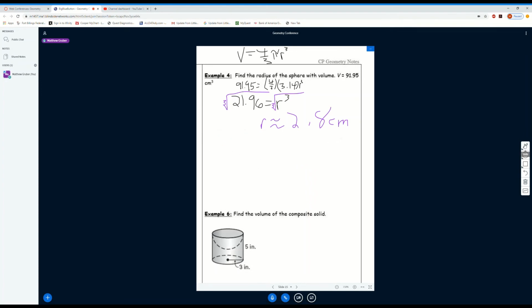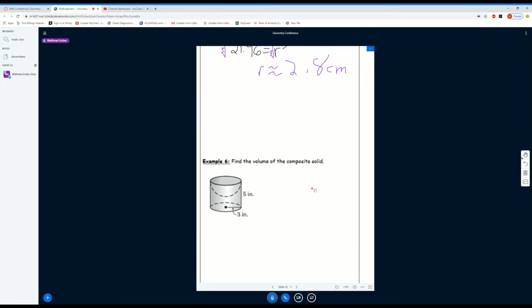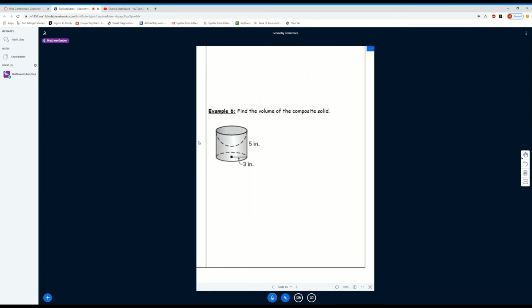Anyway, find the volume of the composite solid. Well, look, this composite solid is a cylinder with a scoop taken out of it, and that scoop taken out of it is part of a sphere. It's half of a sphere. So if the volume of a sphere is 4/3 pi r cubed, how would we find half of a sphere? Well, we would just take half of that. So that's how you find the volume of half a sphere, which is called a hemisphere.